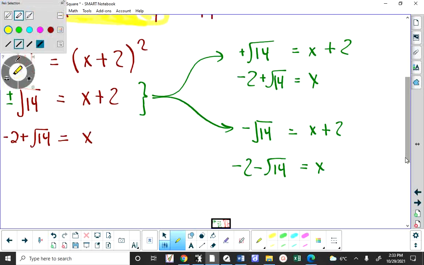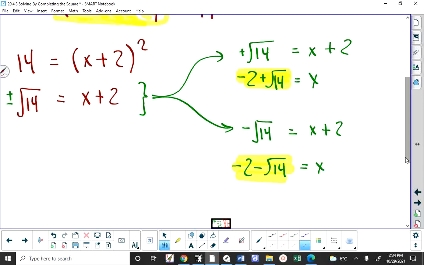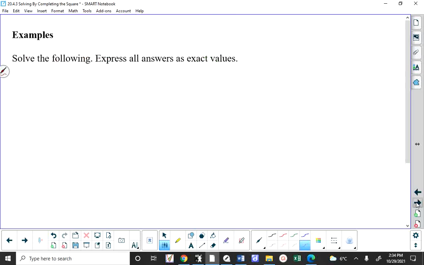So the solutions to this equation, algebraically, not with our graphing calculator, are these two numbers, and there is nothing wrong with you writing, from this line right here, x equals negative 2 plus or minus root 14. You don't have to write negative 2 plus root 14 and negative 2 minus root 14. You can write negative 2 plus or minus. So that's what we're doing today. We're completing the square to solve equations.